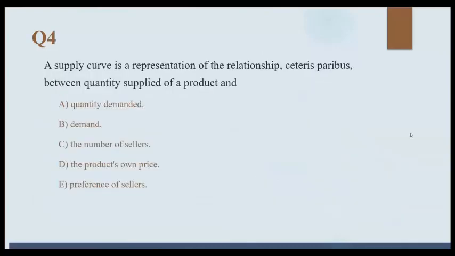Next question. This is the supply curve, and it's saying a supply curve is a representation of the relationship, ceteris paribus, which is just Latin for holding it constant. So all else constant between quantity supplied of a product. And so this one, I think everyone should get perfect. It's a little tricky because of the wording, but I'll see if you can get it.